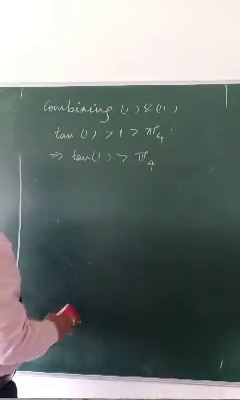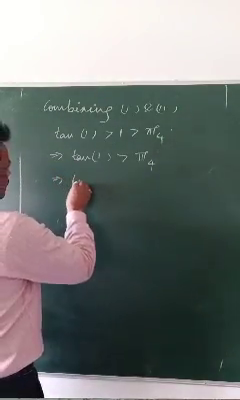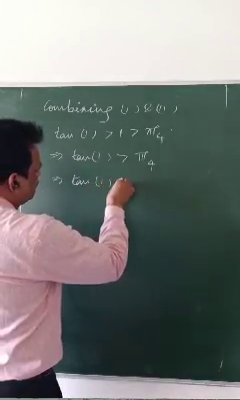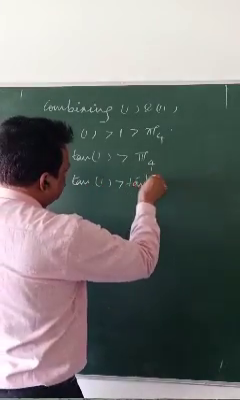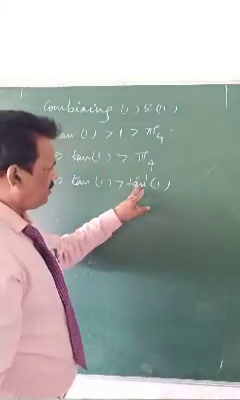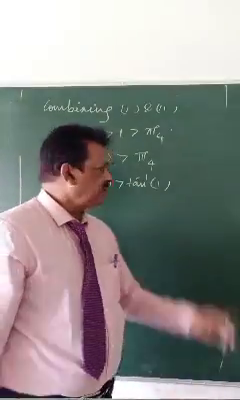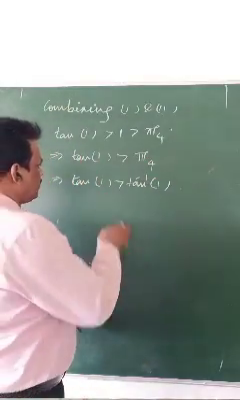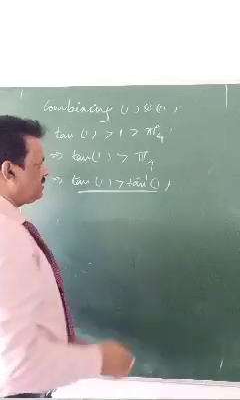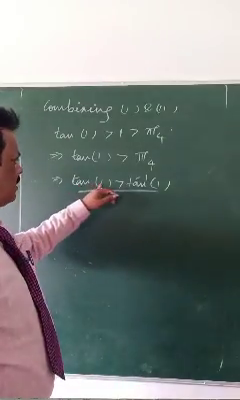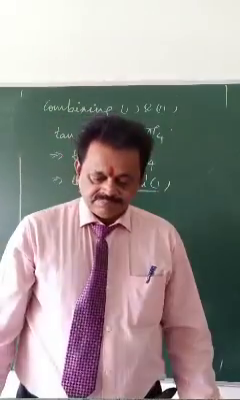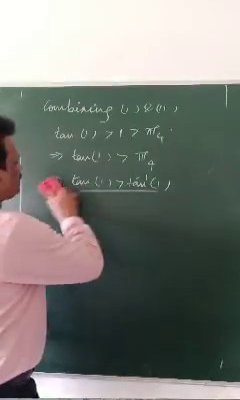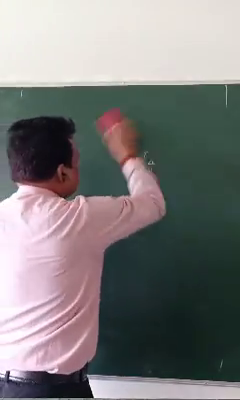You can write tan 1 is greater than tan inverse 1, because tan inverse 1 is pi by 4. So this is what you wanted to prove. That means the conclusion is tan 1 is greater than tan inverse 1. Okay. Another important question for us.